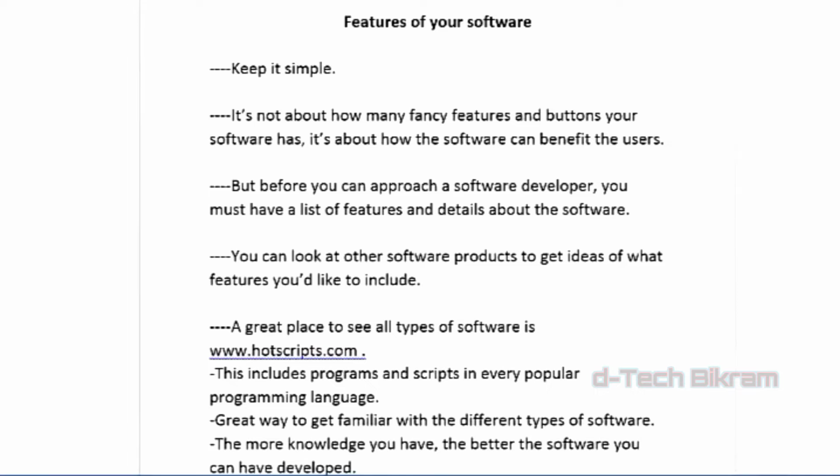Okay, so to get ideas, you can look at other software products in a similar industry, and also what you can do is go to a website called hotscripts.com. This site includes programs and scripts in every popular programming language. So this is a great way for you to get familiar with different types of software out there. And you can also read the reviews for the various software products on that site. And basically, the more knowledge that you have, the better the software you can have.